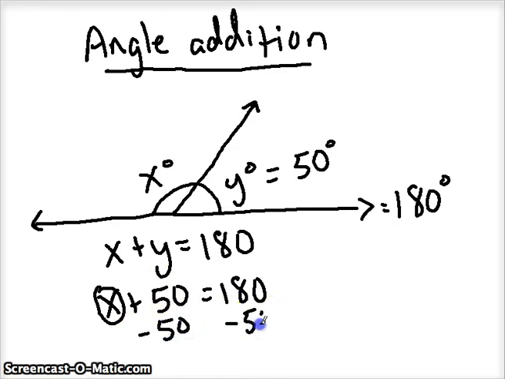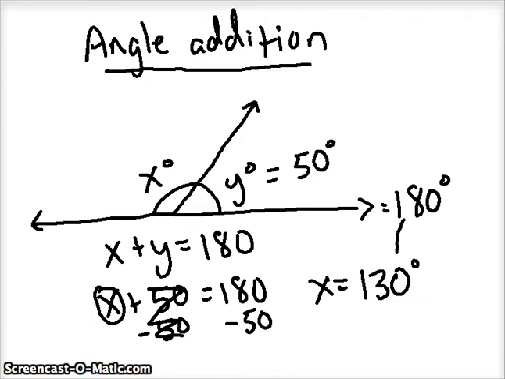We always keep our equations balanced, right? We've got to do the same thing to both sides. So let's take away 50 from both sides. That cancels, and we're left with x is 130 degrees.